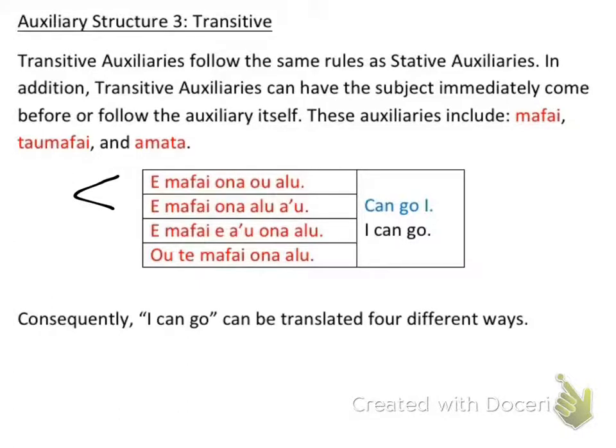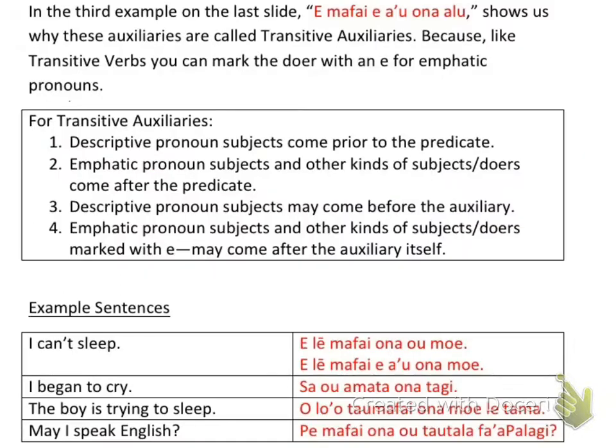But if I want to do the doer or the subject immediately after the auxiliary like such, then I have to mark the doer with an e, just like I did with transitive sentence structures, okay? Or I could also do the descriptive that come before my auxiliary, okay? But in this case right here, when I'm doing the subject or doer immediately after the auxiliary like this, and this has to be for mawhai, taumafai, and amata, then I have to mark that doer with an e, okay? I have to mark the doer with an e for emphatic pronouns, just like I did with the emphatic sentence structure.